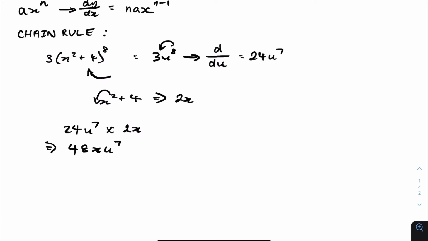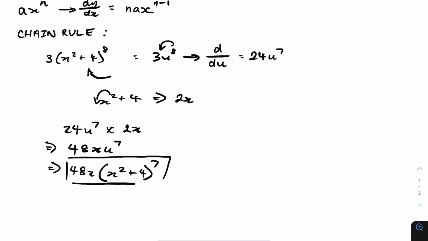Now, we're not done. We can't just leave it in terms of u, right? We have to substitute the u back in, which would give us 48x times (x squared plus 4) to the power of 7. So that's our differentiated function. And by using chain rule, we could easily simplify this. Let's do a couple more examples.